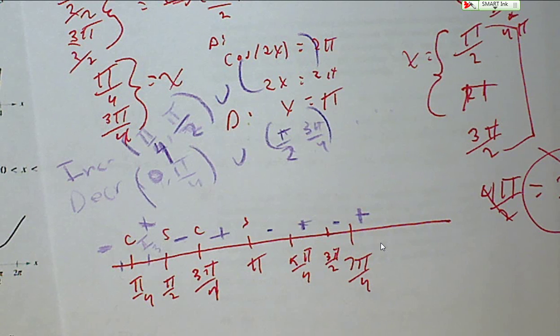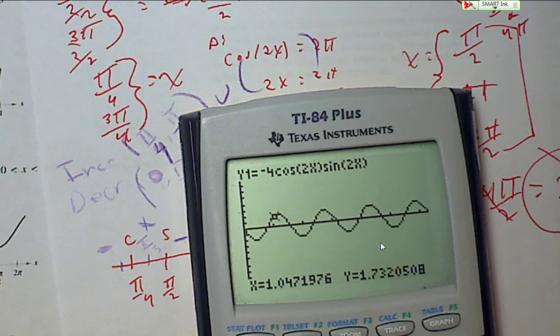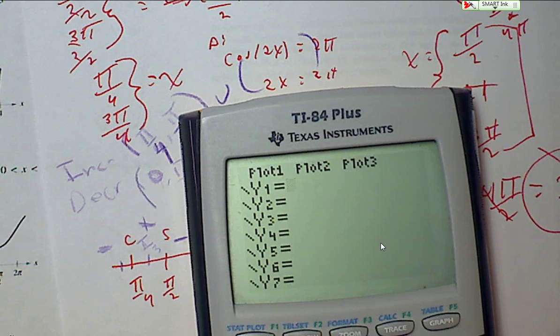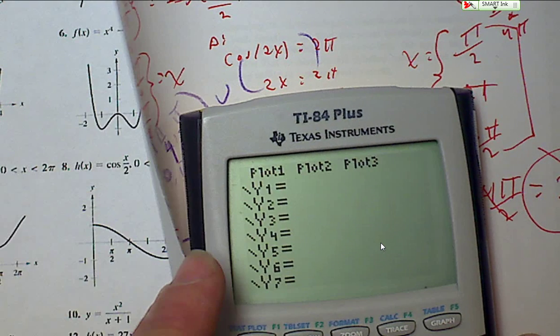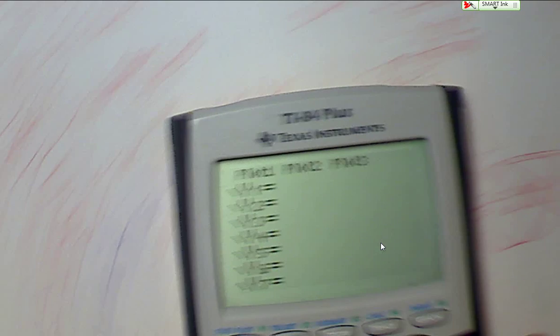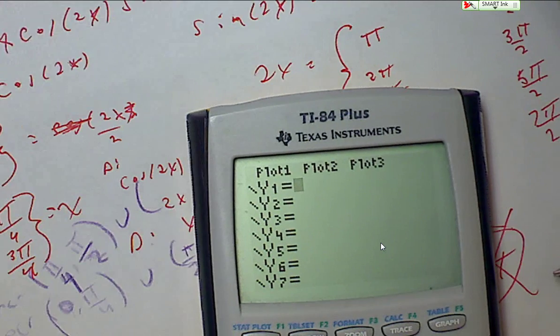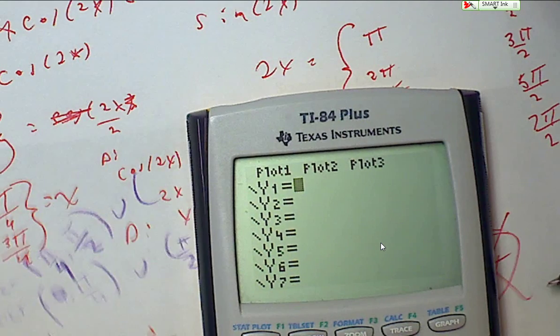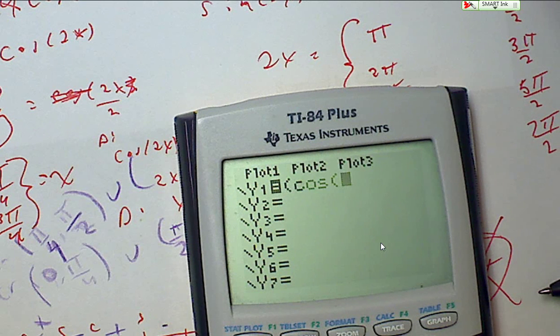You hear that? So one, possibly more than one, but at least one of these is a max and a min. That's where you go back to the parent function. So I'm going to graph the parent function so we can see it. So the parent function was cosine squared of 2x.